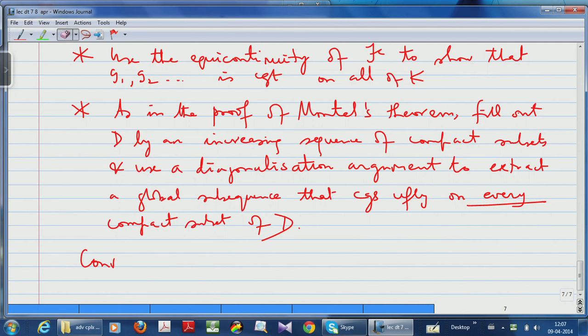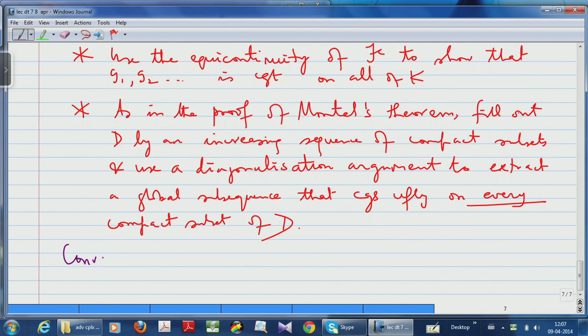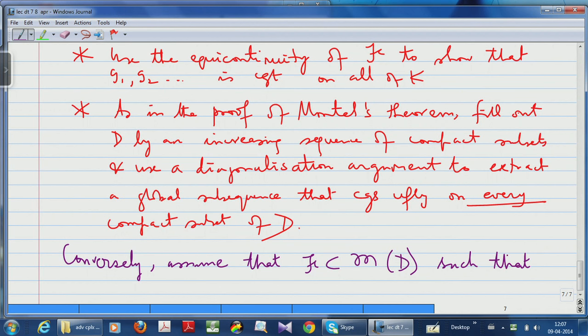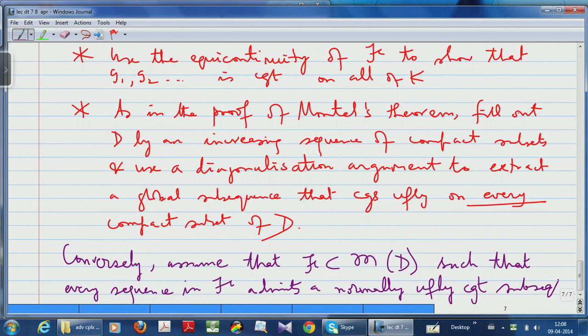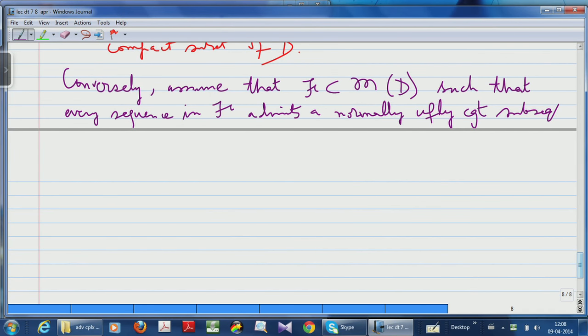Conversely, because I'm going to the converse, I'll probably change color, take something else. Conversely, assume that script F is a family of meromorphic functions on D such that every sequence in script F admits a normally uniformly convergent subsequence. So I'm abbreviating uniformly to UFLY, CGT is the abbreviation of convergent, and SUBSEQ is for subsequence. So basically, this is the right notion of saying that the family is compact.